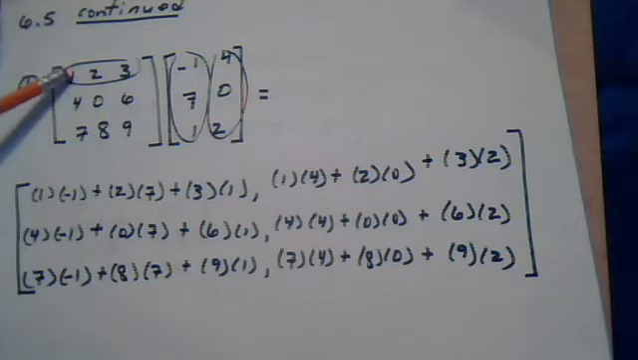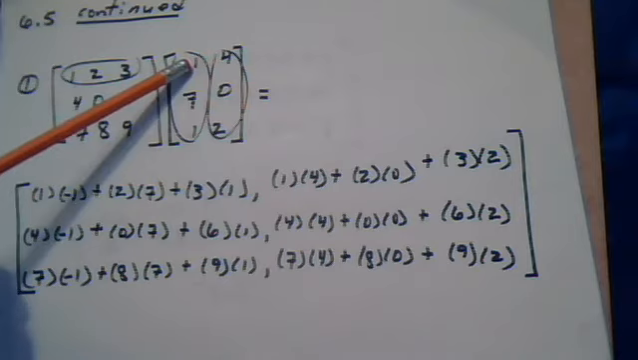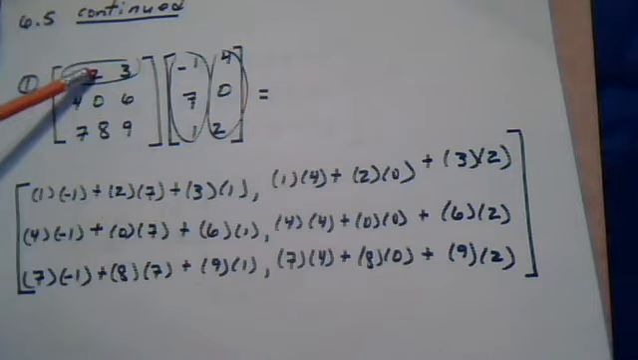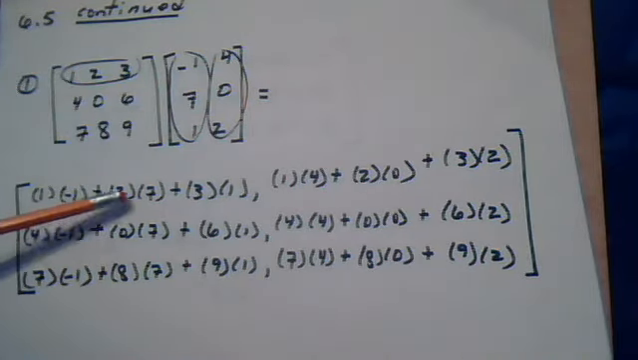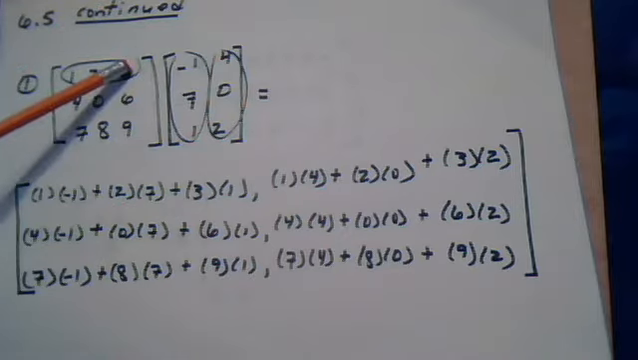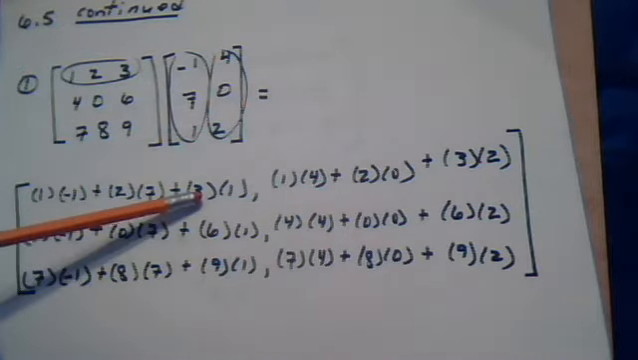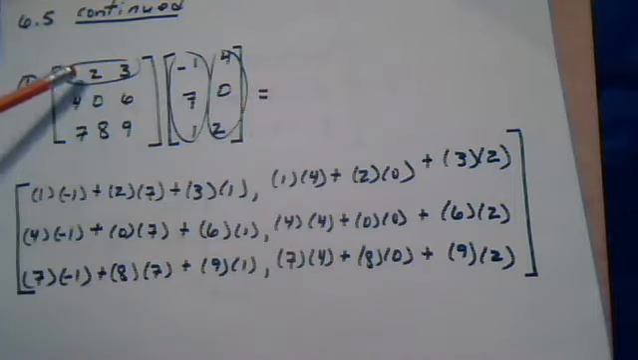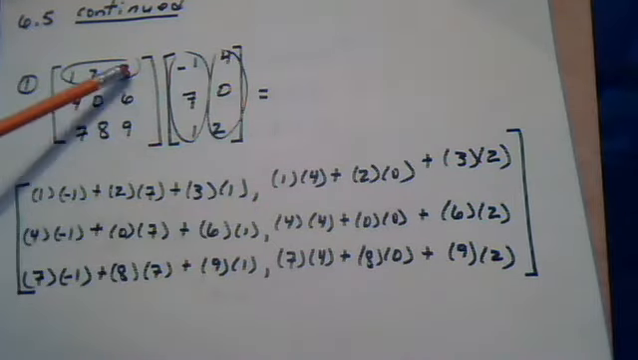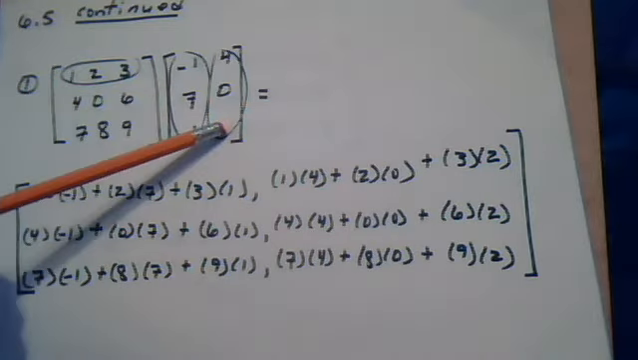The first of the row times the first of the column, plus the second of the row times the second of the column, plus the third of the row times the third of the column. Since we're done multiplying this row times this column, you put a comma. Now it's the first row times the second column.